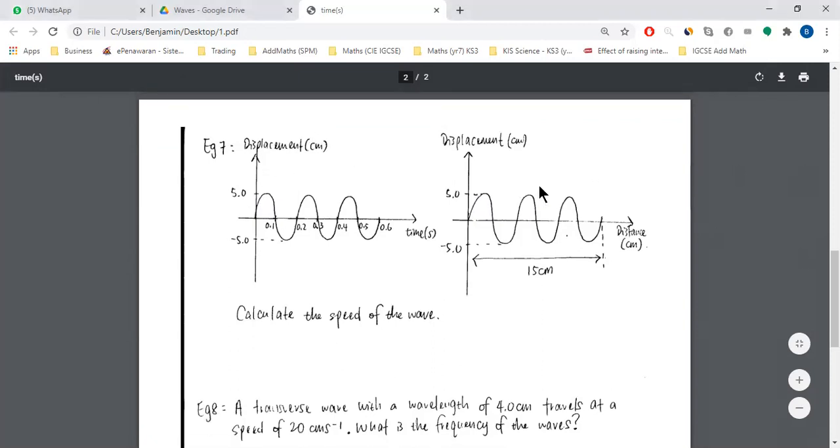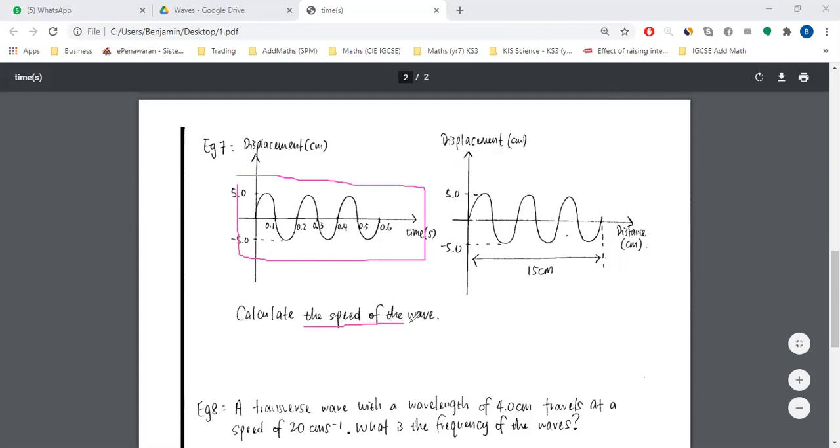Okay, here you have two graphs. In waves, there are two kinds of graphs: displacement-time and displacement-distance. The displacement-time graph is used to calculate frequency, and the displacement-distance graph is used to calculate wavelength. So from the first graph, we find the frequency first.